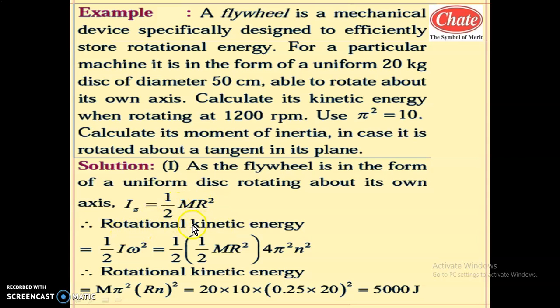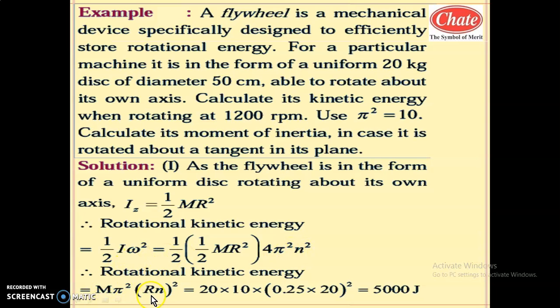And its rotational kinetic energy will be given by the equation half I omega square. So half belongs to this formula. I substitution is mr square by 2 into omega. Omega is 2 pi n. When we take the square of it, 2 square is 4, pi square is pi square, and n square is n square. So 2 pi n whole square becomes 4 pi square n square. Therefore, what is the rotational kinetic energy in this case? This 4 gets cancelled and the remaining terms are m r square pi square n square.